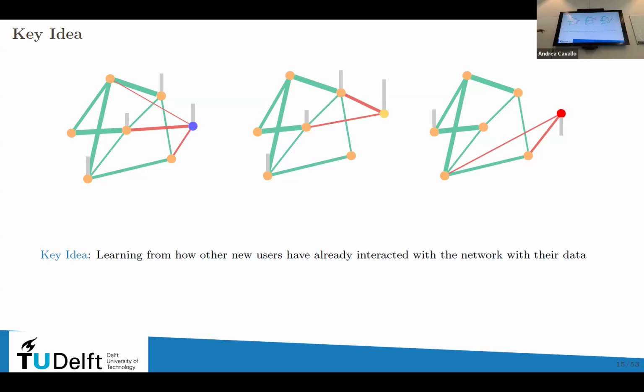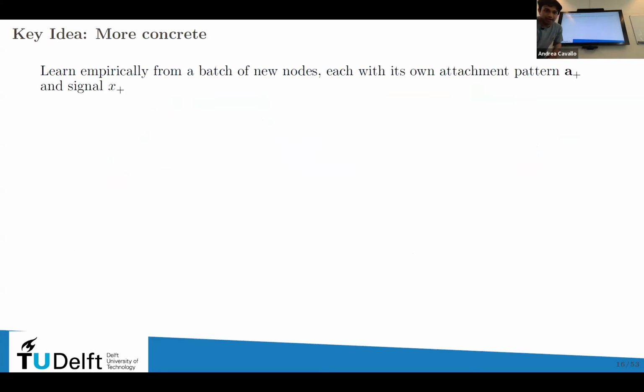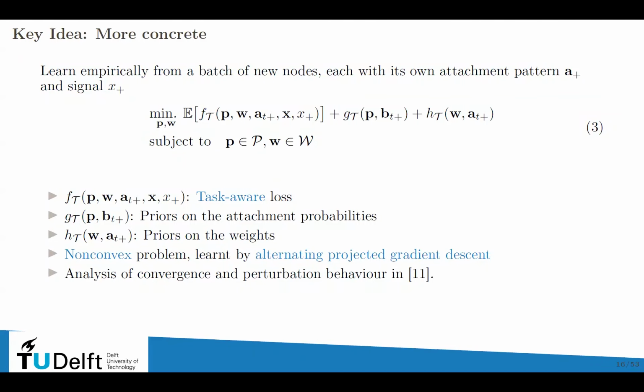What this boils down to is, we learn from how other new users have already interacted with the network. So in order to make predictions or do GSP with future new users, we use the behavior, attachment and rating of the other users to help us. That's the key idea, right? And of course we have a batch with its own attachment patterns and signal X, and this leads to an optimization problem in W and P. You see that we are minimizing a loss, subject to some constraints, such as the P's being probabilities, so they have the respective constraints. Now you see that we have an expectation here.